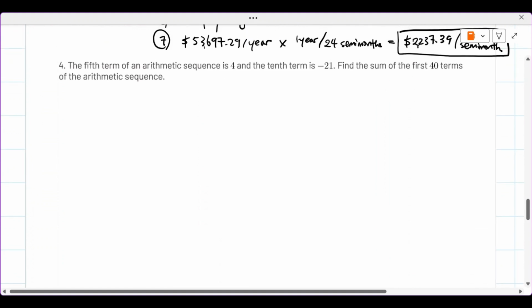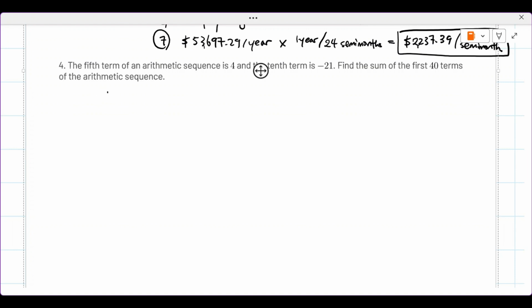Question number 4, kind of a turnaround from the financial stuff. The 5th term of an arithmetic sequence is 4, and the 10th term is -21. Find the sum of the first 40 terms of the arithmetic sequence. So let's write down the things that we know. The 5th term of this sequence is 4, which means I can write it as U5 is 4. And also I know that the 10th term is -21, so U10 is equal to -21.